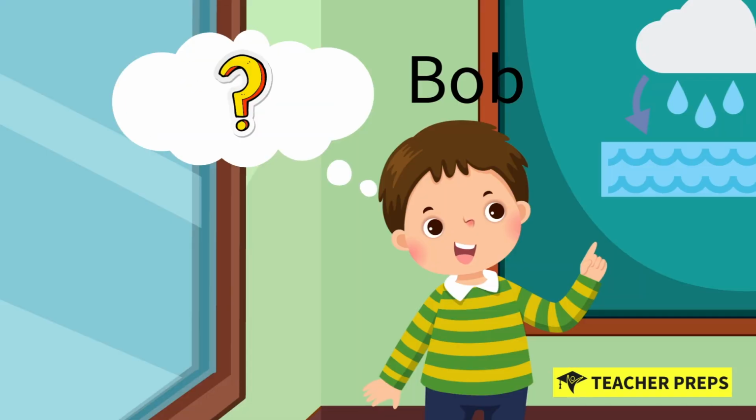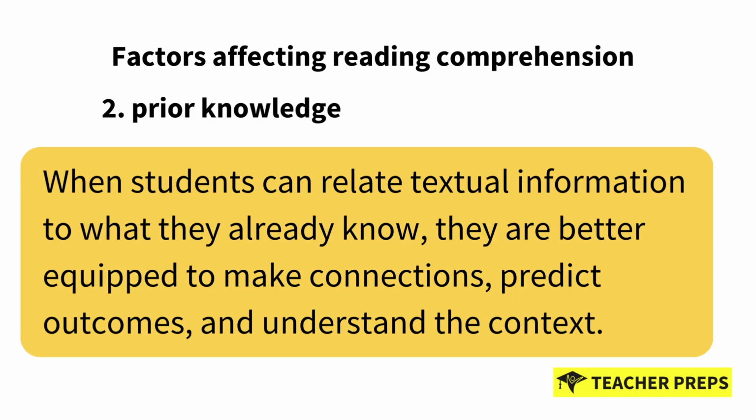Bob has never heard these 2 words put together before. See how prior knowledge will affect the comprehension of our students? When students can relate textual information to what they already know, they are better equipped to make connections, to predict outcomes, and to understand the context of what they're reading.